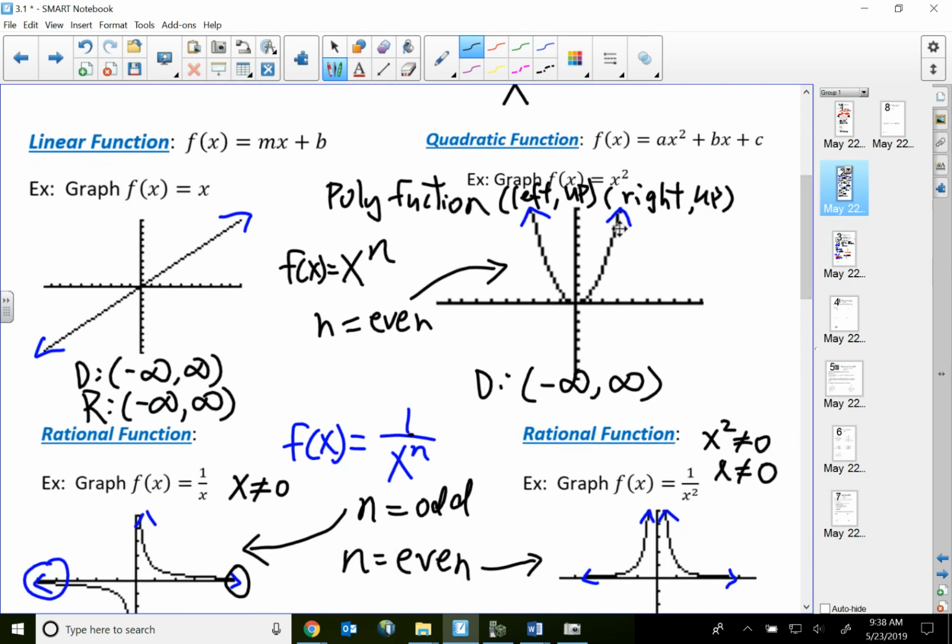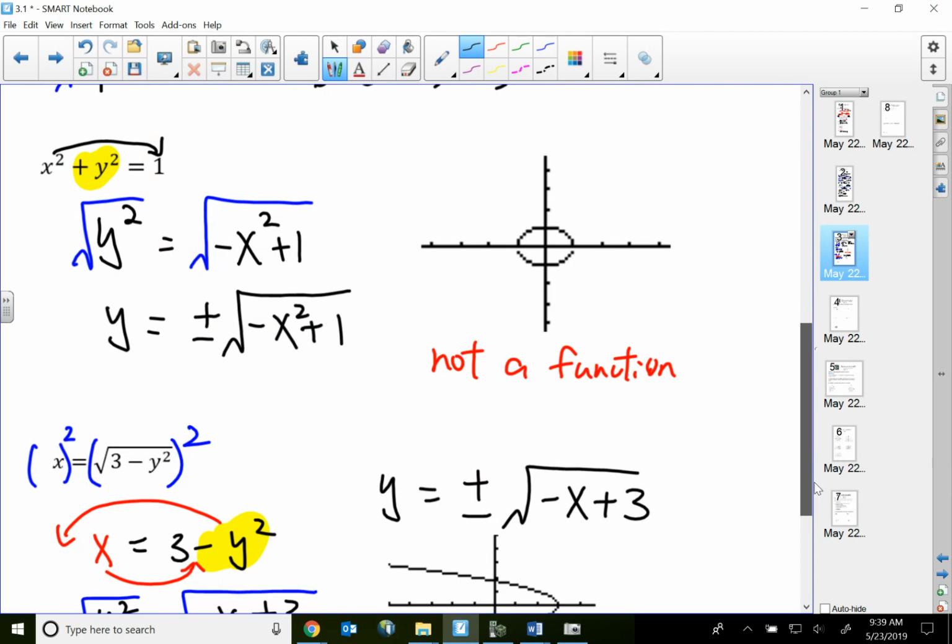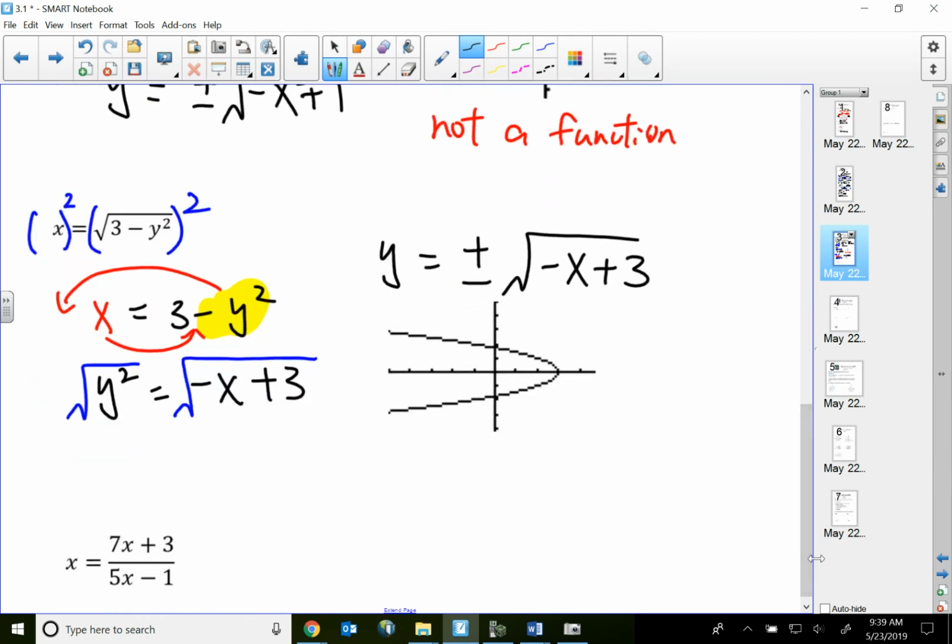A quadratic equation gives me a parabola that opens up or it can open down. Those are called vertical parabolas. A vertical parabola is always a function. So this one is not.